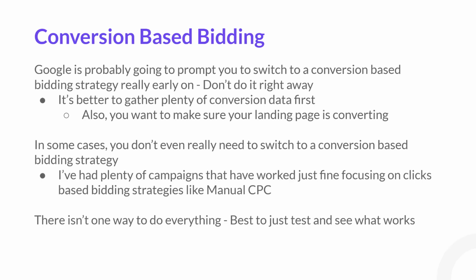And going back to the Google recommendations, Google's probably going to prompt you pretty early on to switch to a conversion-based bid strategy. Don't do it right away. It's better to gather plenty of conversion data first. And also you want to make sure the parts of your campaigns, like your landing page, your ads, and everything are converting before you just switch over to a conversion-based bid strategy. Because if you do that and it's not even converting, you're just going to be most likely paying more per click and then just not really getting anything out the other side. In some cases, you don't even need to switch to a conversion-based bidding strategy. I've had plenty of campaigns that have worked just fine focusing on clicks-based bidding strategies like manual CPC or maximize clicks. There isn't one way to do everything, so it's best to just kind of test and see what works.